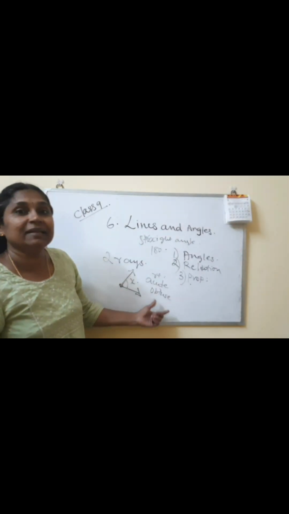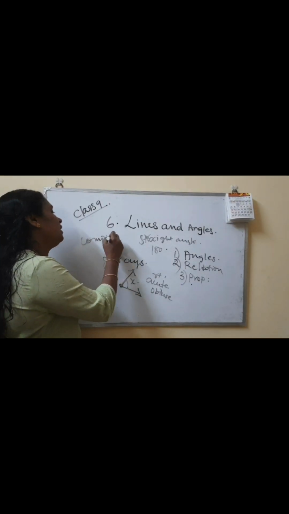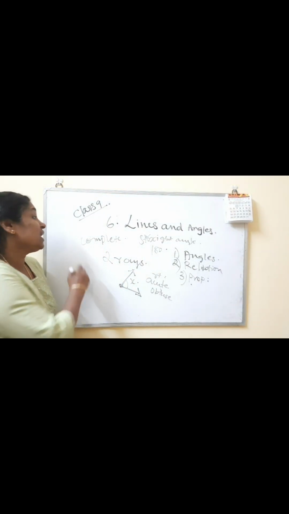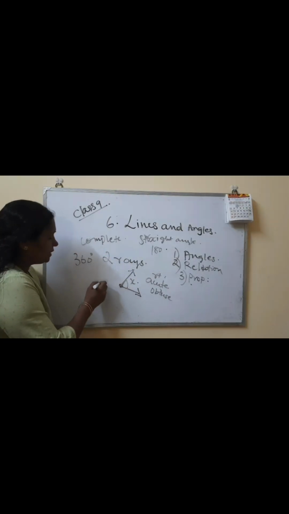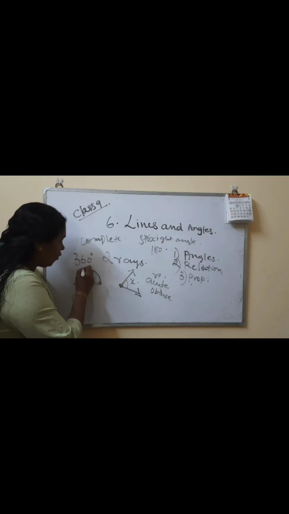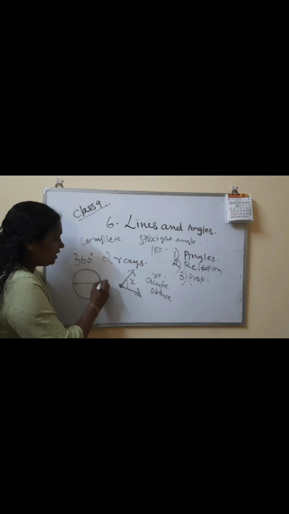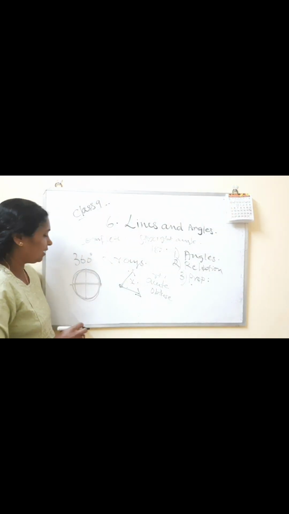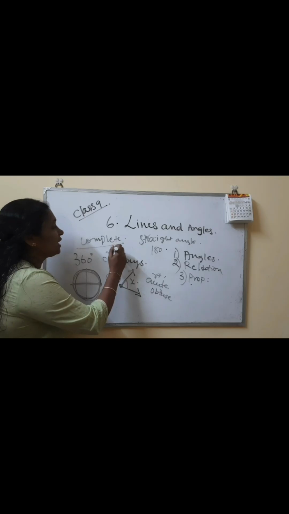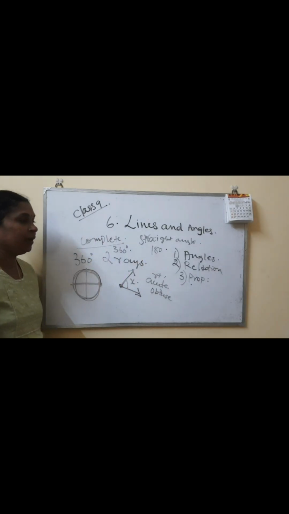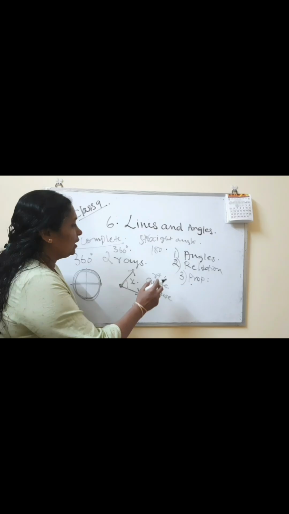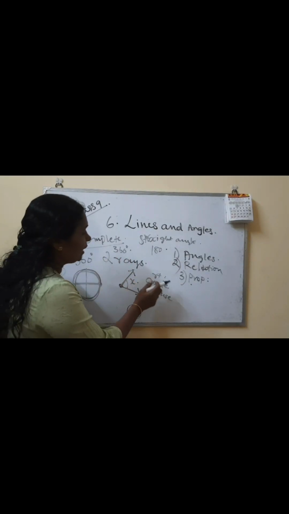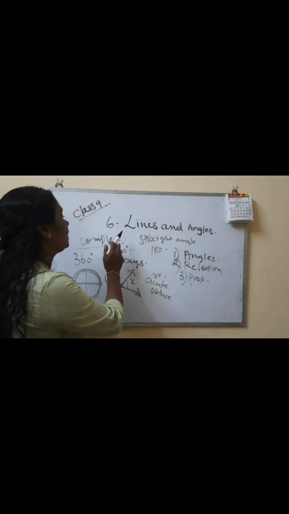Then the complete angle. Have you heard about this complete angle? A complete angle is 360 degrees. Starting from a point on a straight line and walking around, we reach the initial point. Here we have completed a 360 degree measurement. That is, the complete angle is 360 degrees. So the angles are acute angle, right angle, obtuse angle, straight angle, complete angle.